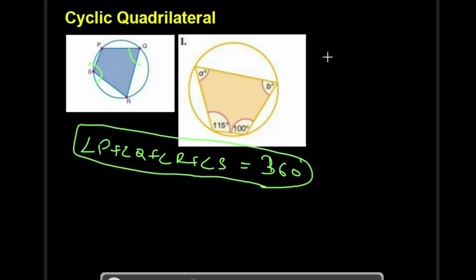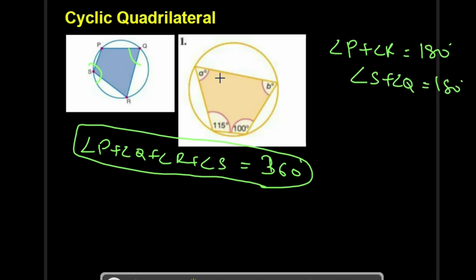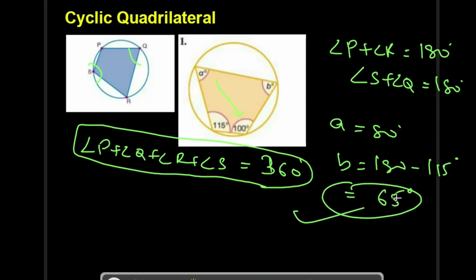Another property of the cyclic quadrilateral is about opposite angles. The sum of the opposite angles is going to be supplementary. That means angle P plus angle R is going to be 180. Angle S plus angle Q is going to be 180. So a simple case, this is also an example of a cyclic quadrilateral. A plus 100 is 180. So A is going to be 80 degrees and B is going to be 180 minus 115. Subtract it, 65. So like this way we can identify.